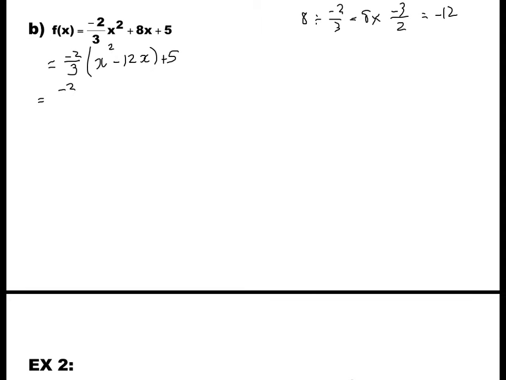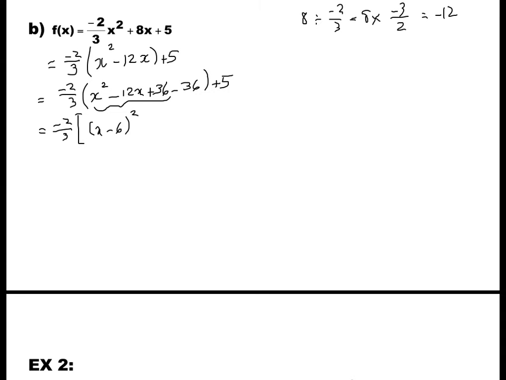Now we are going to square half of b. Half of negative 12 is negative 6, square is 36, and subtract 36. So we get negative 12x plus 36 minus 36 plus 5. This is the same as negative 2 over 3 x squared. Negative 2x plus 36 is the same as x minus 6 squared.